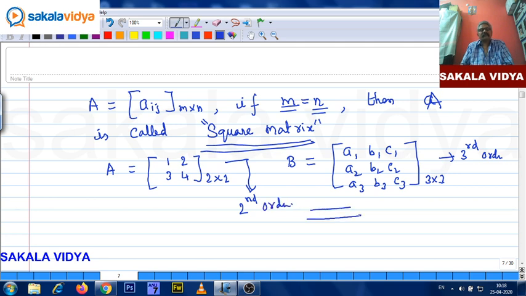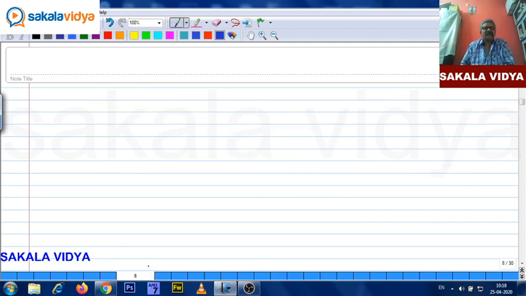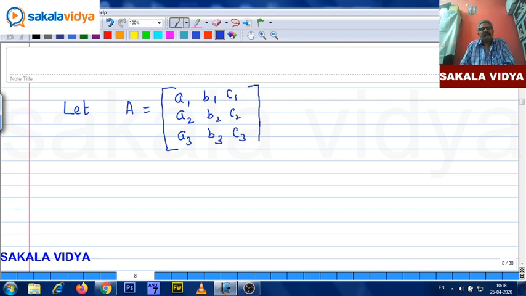These are square matrices. So actually in square matrices we have some concepts that need to be discussed here. For example, let us consider a square matrix. A is equal to A1 B1 C1, A2 B2 C2, A3 B3 C3. This is a square matrix of order 3 by 3. So now the elements from A1 to C3. So now you take these elements.